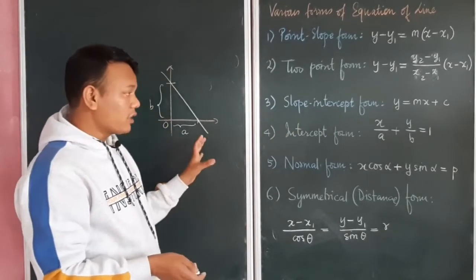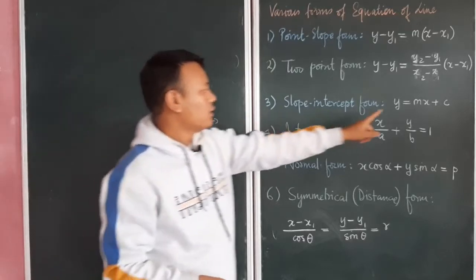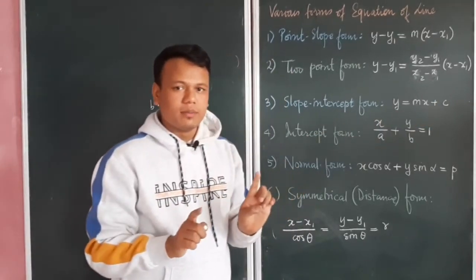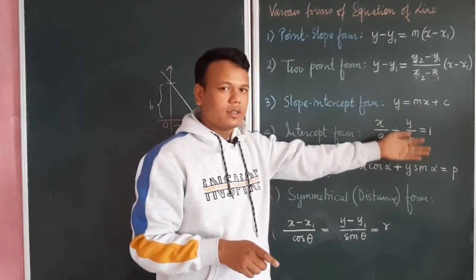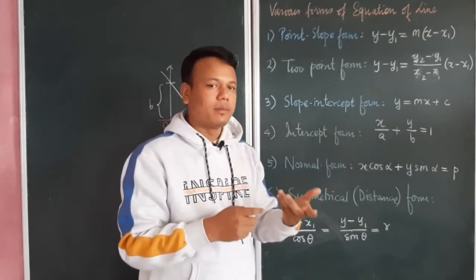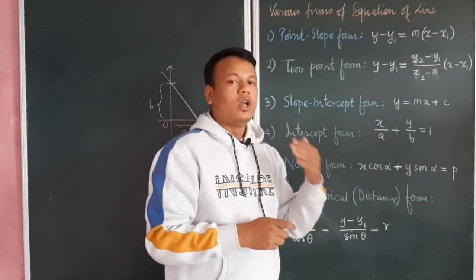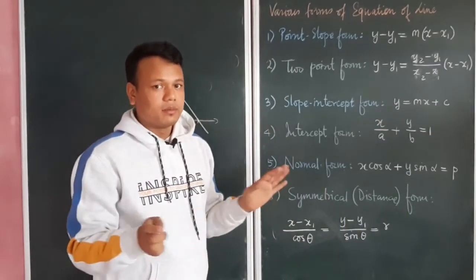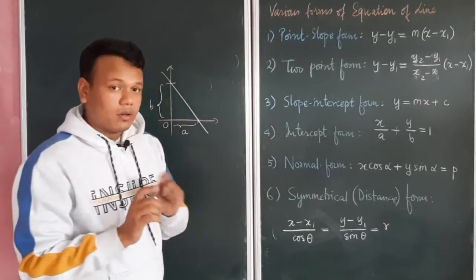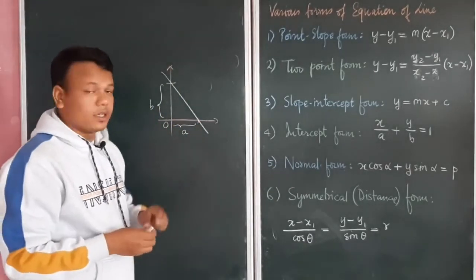So don't get confused. Here B and this C both mean the same, all right? But since you are using two different equations, you are making use of two different alphabets. For example, here you are using B for y-intercept and here you are using C for y-intercept. But you need not get confused here. So this is your intercept form.